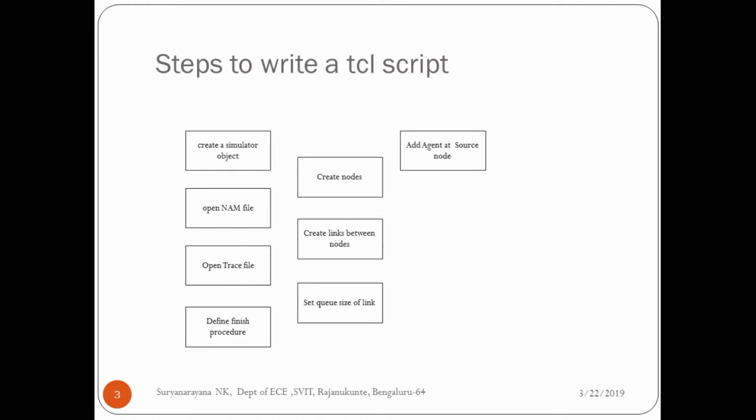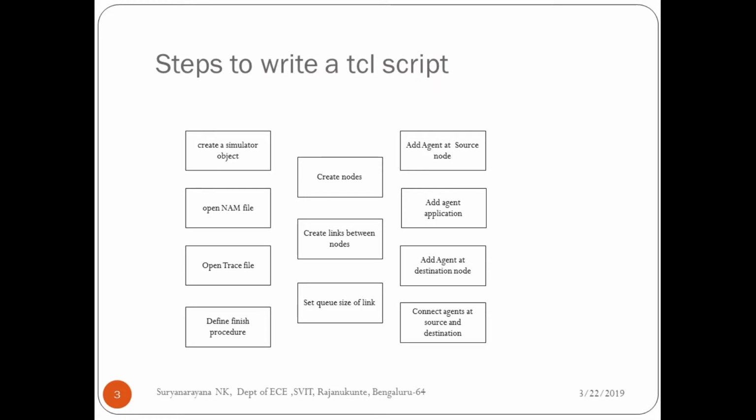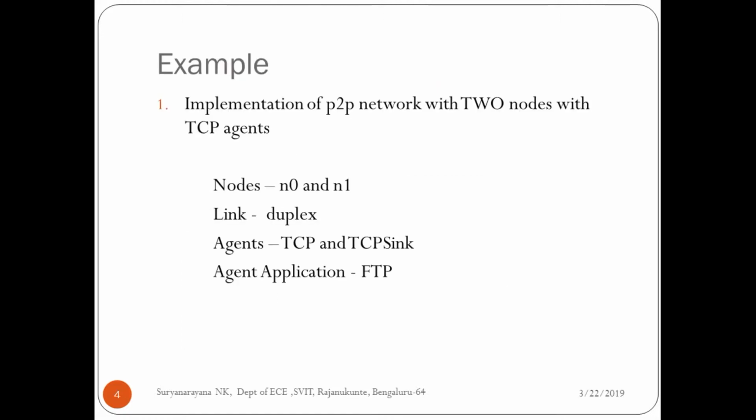In the third stage, we are going to add agent at the source, agent at the destination, and corresponding agent application, followed by connecting the agent at source and destination. In the last stage, we are going to introduce the traffic and we are going to run the simulation.